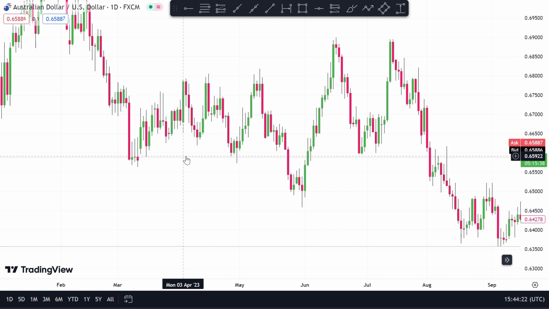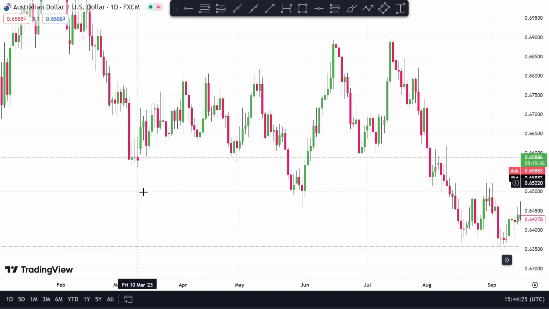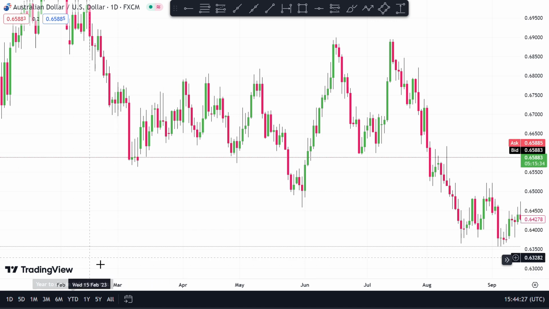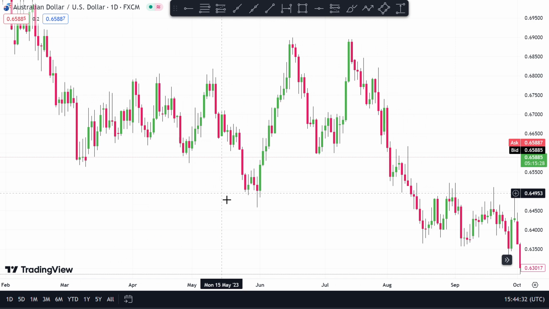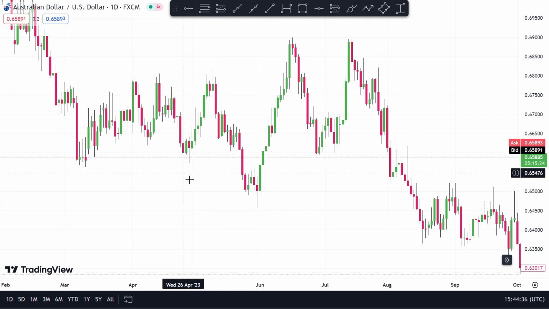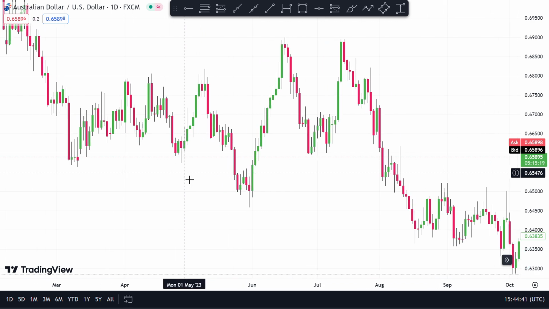Okay, here right now we are in our daily time frame, because as usual you have to start from the higher time frame, leveling down to the lower time frame to look for your entry. So first of all, let's look at market structure.